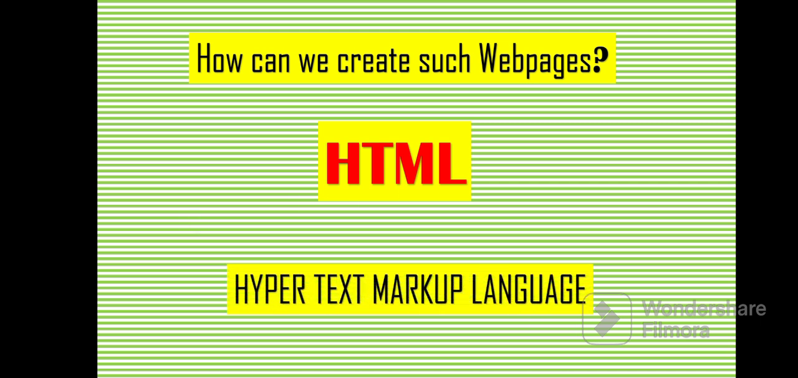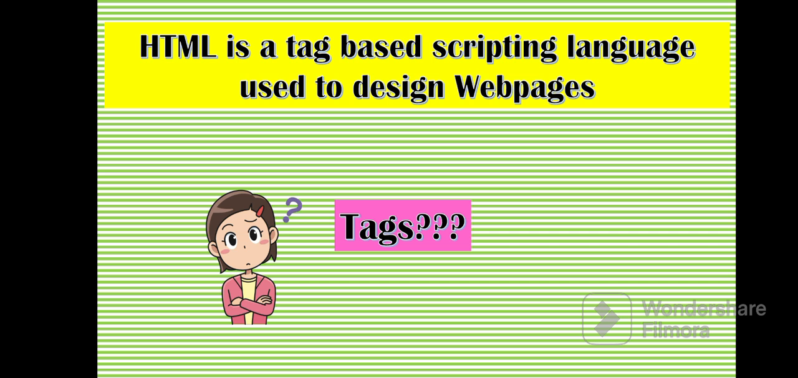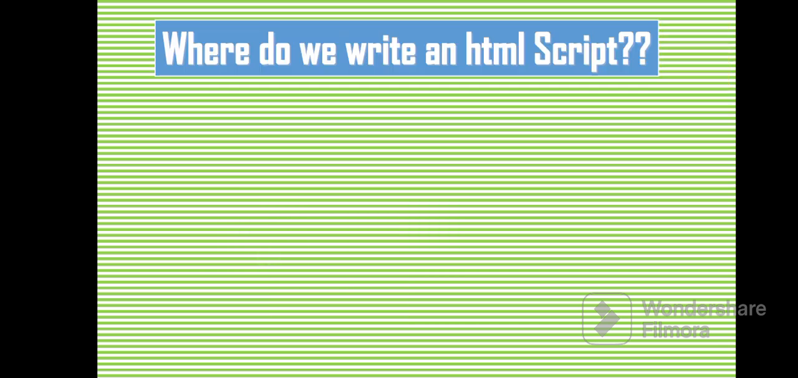Now, HTML stands for Hypertext Markup Language. HTML is a tag-based scripting language used to design web pages. Now, the second question is, what are tags? You might be confused that HTML is a tag-based language, but what tags actually are. To answer this, anything that is enclosed within angular brackets is considered a tag. And remember that anything might be a text, but that text which is recognized is known as a tag. So we can say that an HTML script is made up of tags.